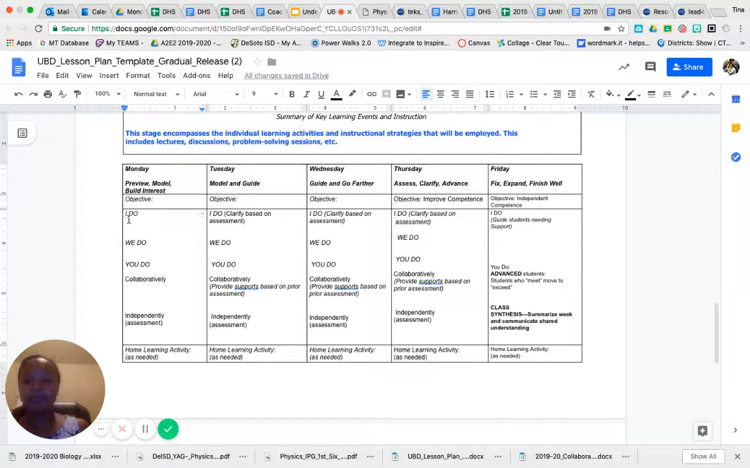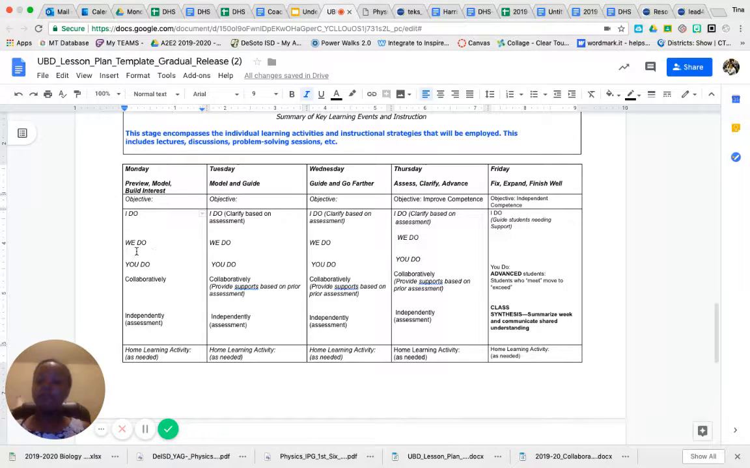That's what you put right here for "I do." What we do is this is you guiding the students in doing something. Right here, you're doing a lot of it. You don't want to stay in this area too long. Now, what are you doing with the students? What are they actually having to do with your guidance?